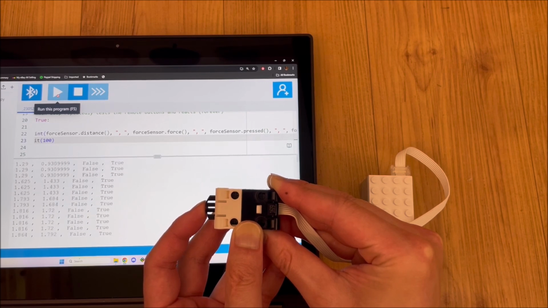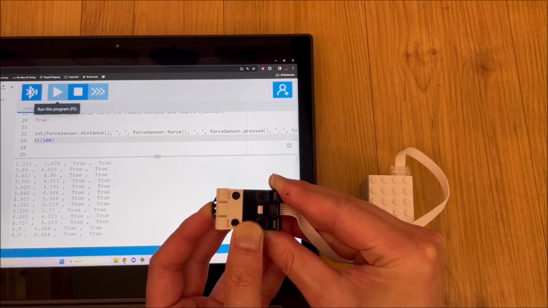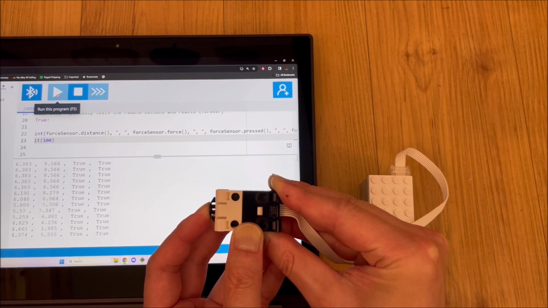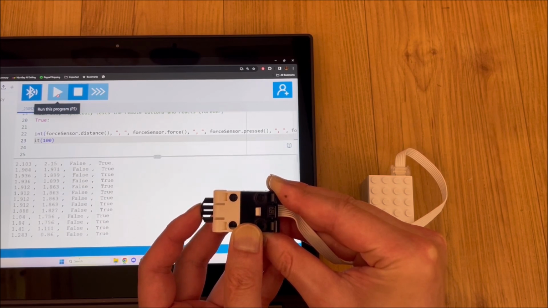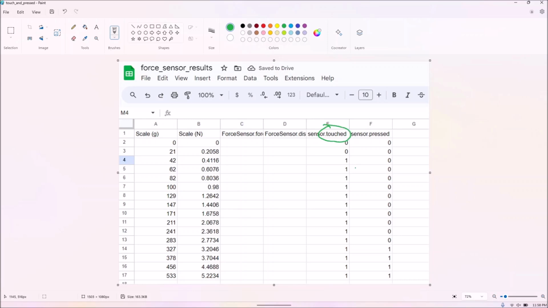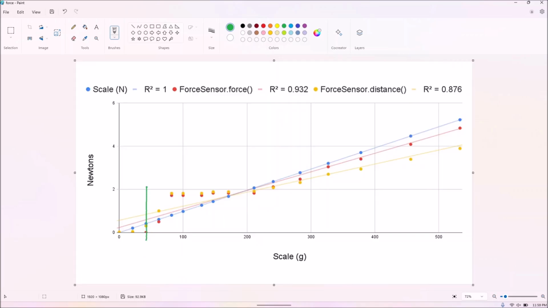I suspect this defect exists because LEGO tried to multitask with this device, including the touched and pressed readings. These just happened to trigger a bit before and a bit after the cliff at around 0.5 newtons and 3 newtons, respectively. Perhaps we will take the sensor apart in the future. Comment if you want to see that.